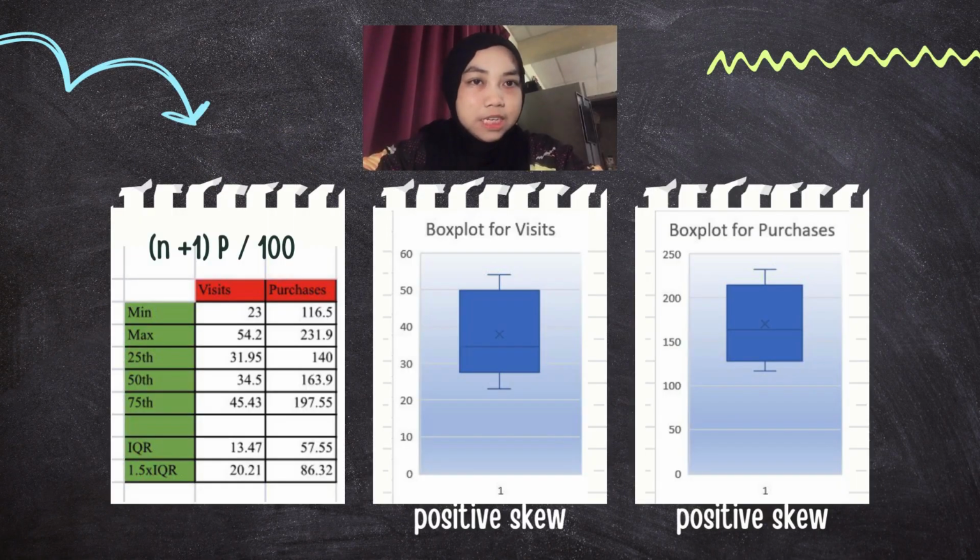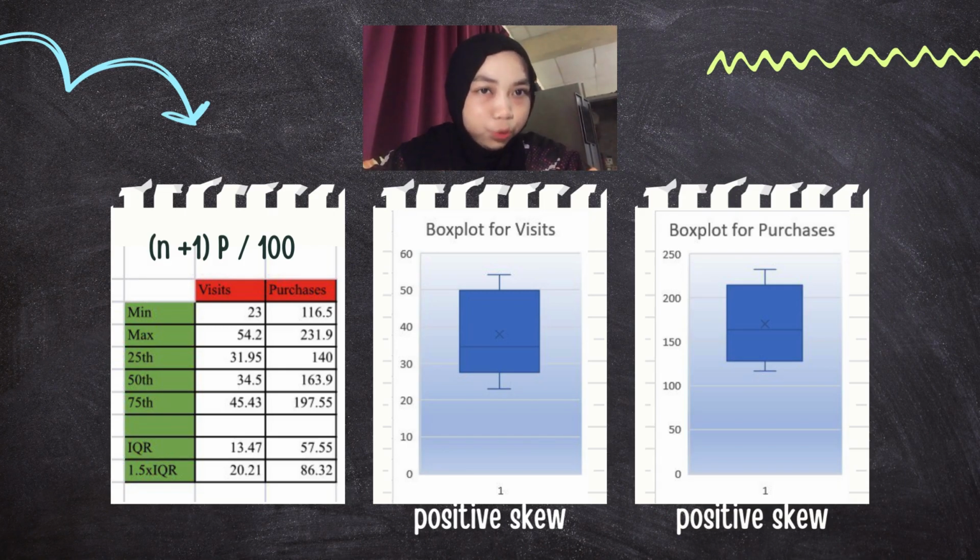For part 3, the question is to calculate the percentile and construct the box plot for each metric. The box plot is constructed from 5 values: the minimum value, the first quartile, the median, the third quartile, and the maximum value. The minimum value for visit is 23. The maximum value is 54.2.